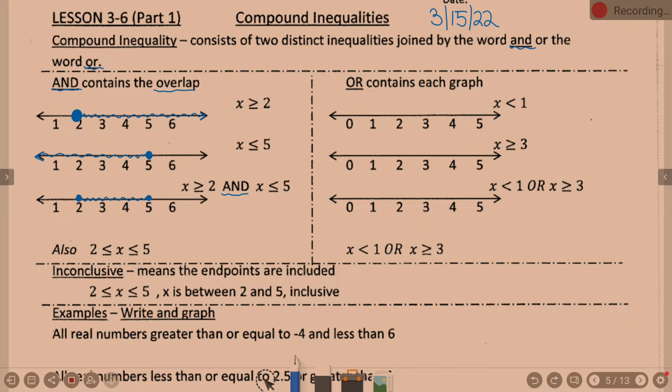What I want you to realize here is if you are asked to graph x greater than or equal to 2 and x less than or equal to 5, the general rule of thumb is you're shading in the middle. You're shading in between the two numbers. We'll talk about this a lot. This could also be written as 2 less than or equal to x less than or equal to 5. This just indicates that the x represents what's shaded. So the shading is between 2 and 5. Okay?